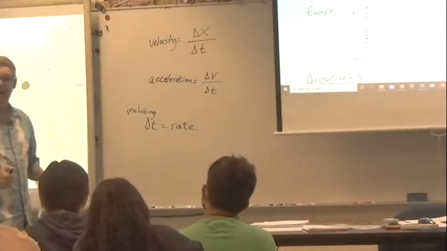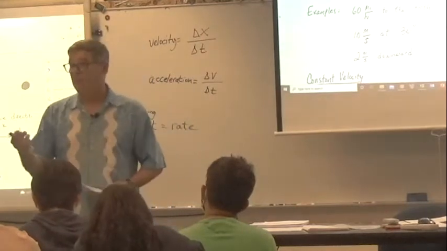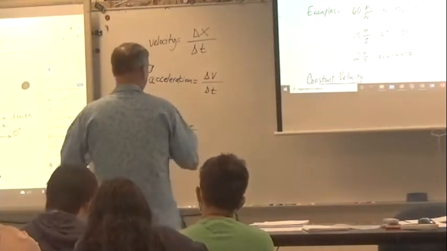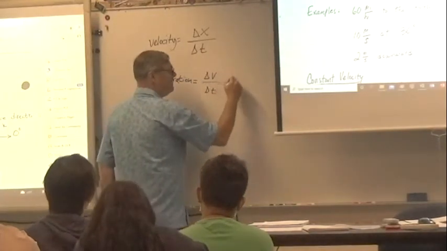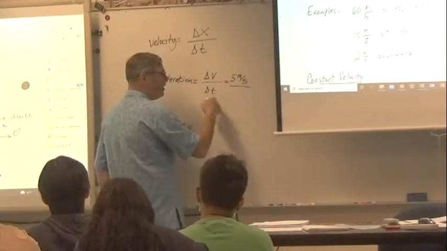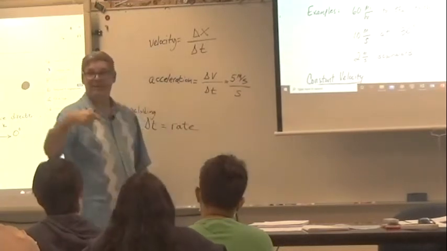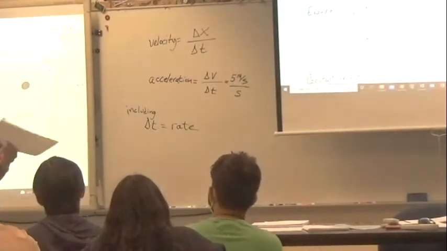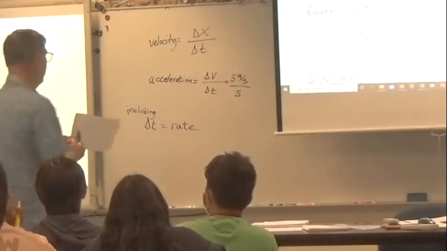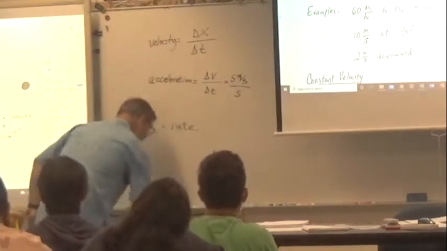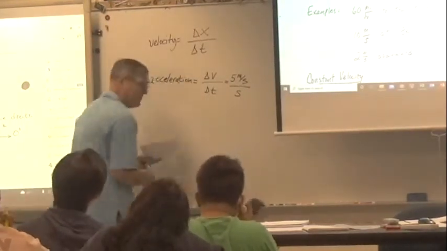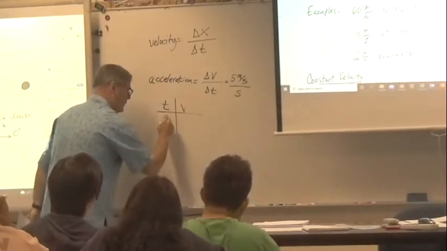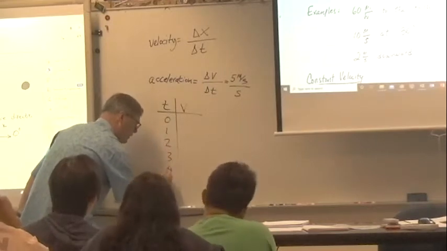And so if I say I'm accelerating at 5 meters per second every second, that means my delta v is 5 meters per second. So every second that goes by, my velocity becomes more by 5 meters per second. Okay? So if I made a little table of my velocity values as time goes on, it would look something like this: 0, 1, 2, 3, 4.